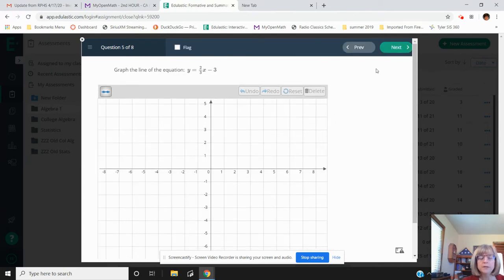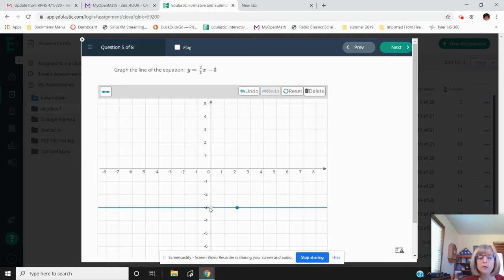I'm going to skip number 3 and 4. Numbers 5, 6, 7, and 8 is where you're graphing lines. So we look at y = 2/3 x - 3. Now remember that's mx + b. So our y-intercept is at -3, and our slope is up 2 and to the right 3. So I click on the box to get my line. I start at my y-intercept, which is down here at -3, and I click.